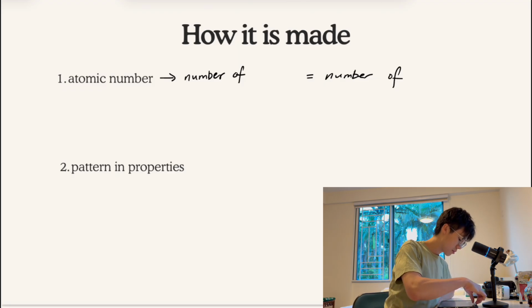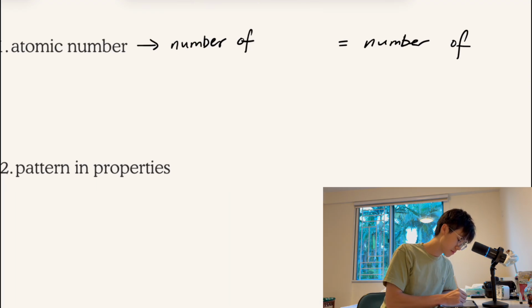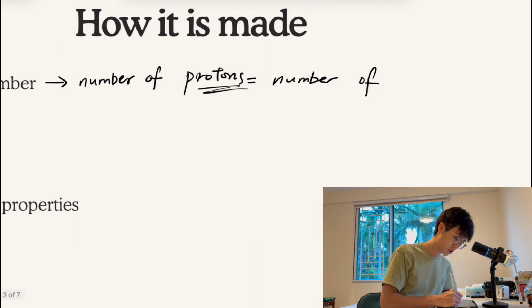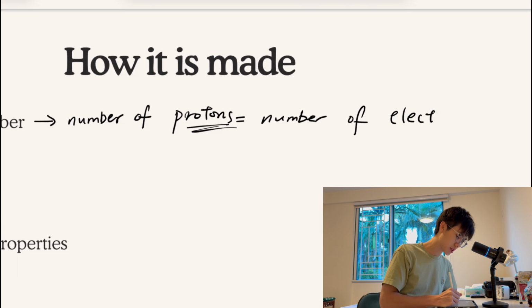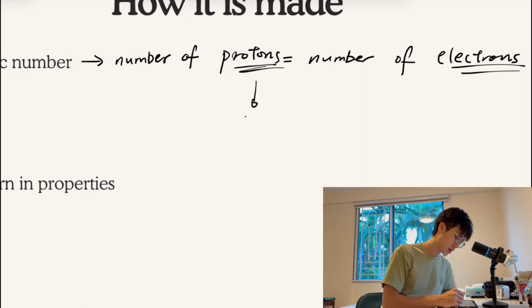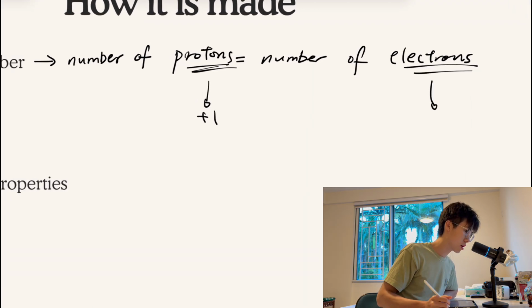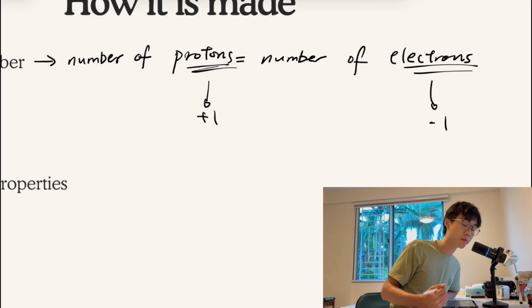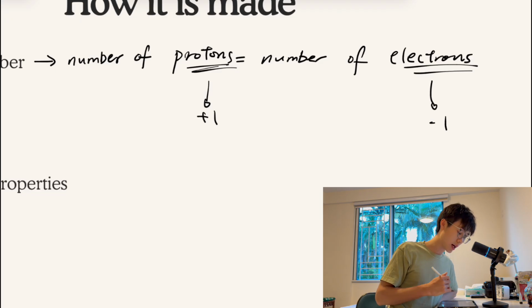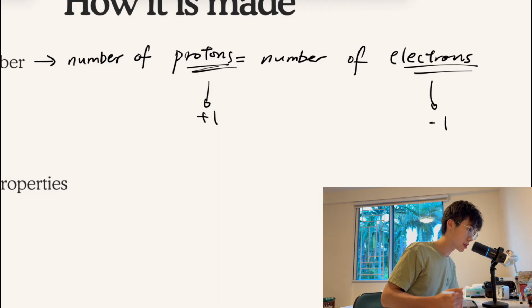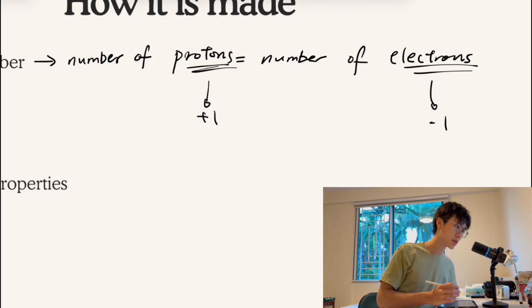And atomic number represents the number of protons, which equals the number of electrons. The reason for this is because protons have a charge of +1 and electrons have a charge of -1. And so for an element to exist, it must be neutral, it must be stable. As a result, the positive charges and the negative charges must equal each other, and therefore they're always equal.